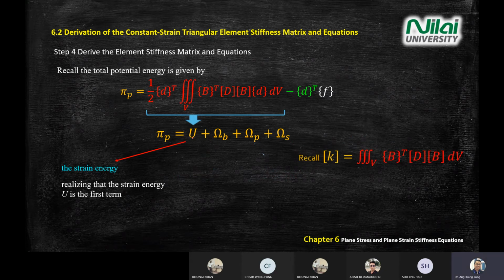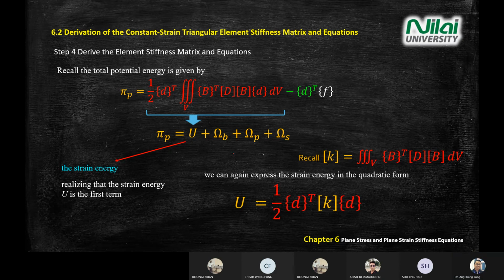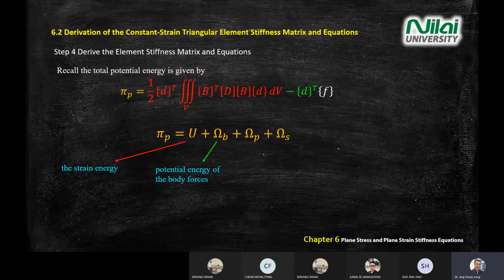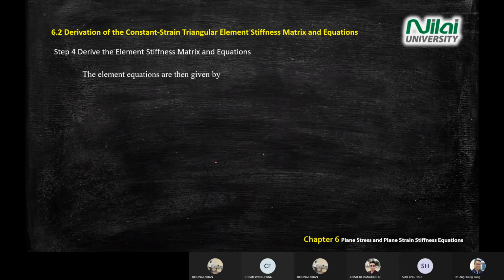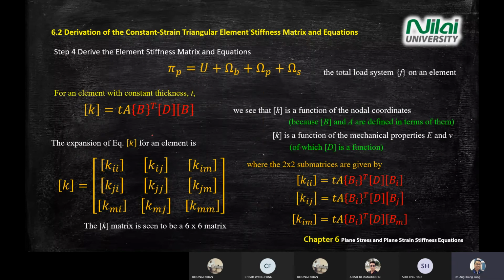So just now, we already proved to you that K equals this equation. And you can write the first term of the strain energy in the equation that you see at the bottom of your screen here. So this is in the quadratic form: U equals half displacement transpose K and D. K is this lengthy equation, right? But you can substitute the K with this equation that you learned just now. Okay, K is this one, right?